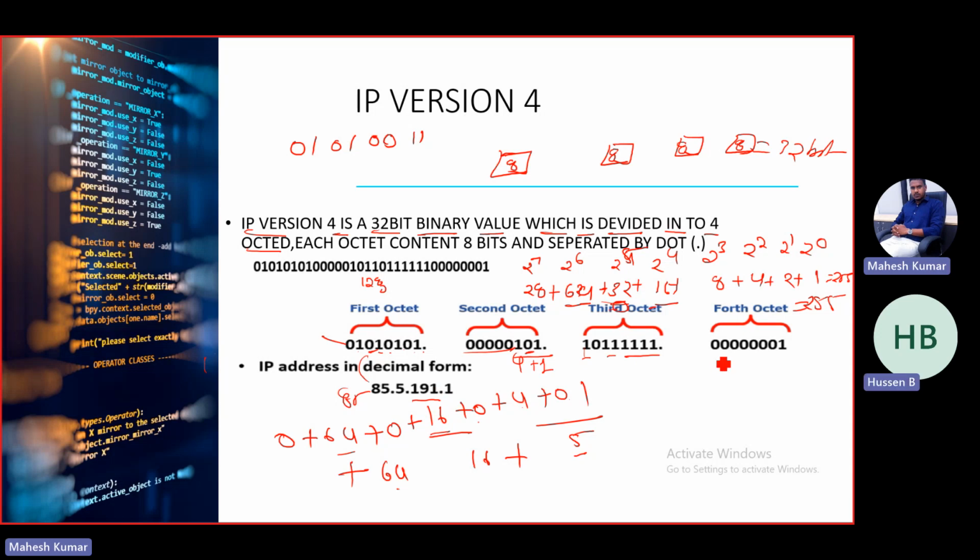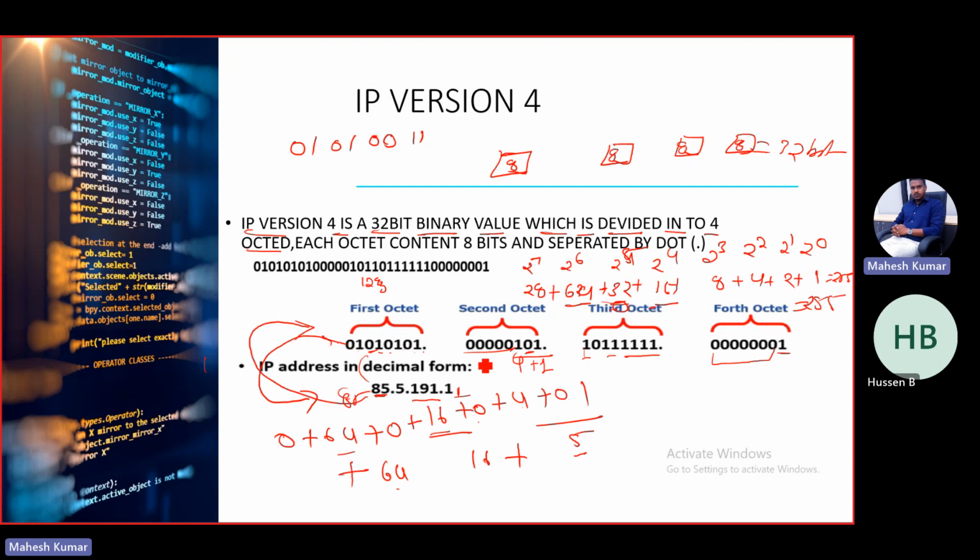The last 7 bits are off, the final one is a 1, so this will become 1. This is the calculation. We just now learned how to convert binary to decimal. This is a binary and this is a decimal. In the same way, we learn how to convert decimal to binary. If you're given 85, you just need to convert it to binary in this form.